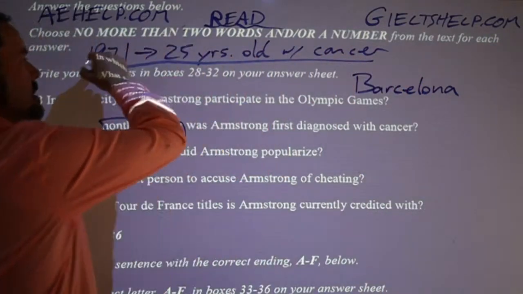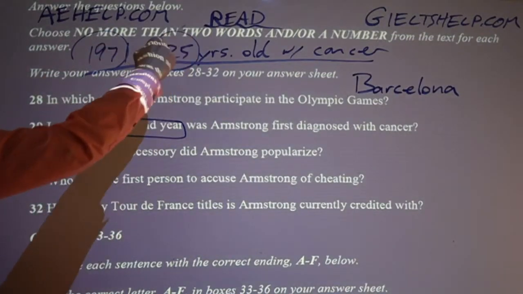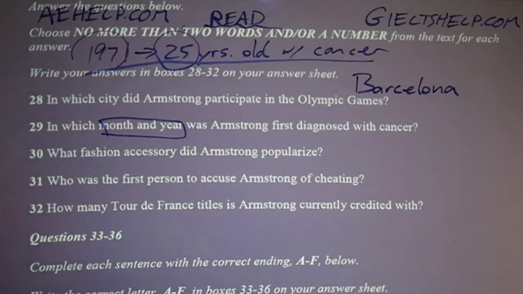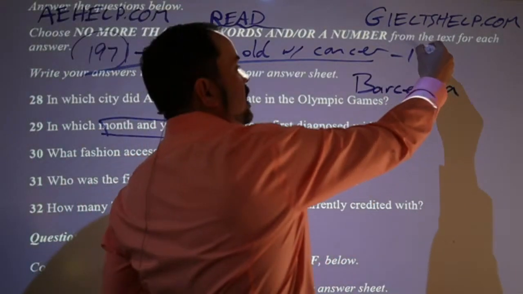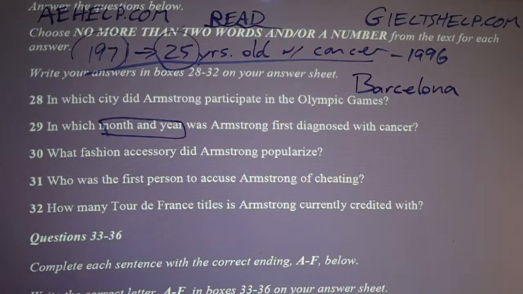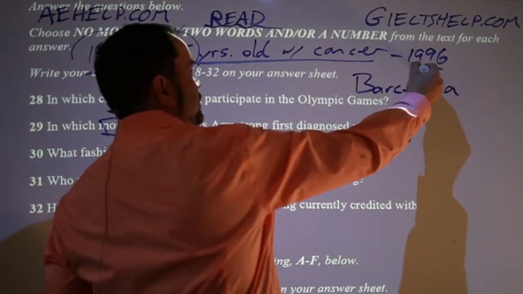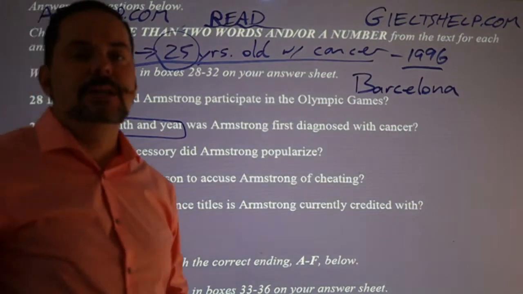So I didn't remember the year exactly, but I remembered the birth, and I was like, oh gosh, I'm only 25 years old, and I've got this cancer diagnosis. So of course, that would mean 1996, right? Now, I don't remember the month, but I'm able to figure out the year. And how do I do this? Again, with active reading. Is everybody clear on that?